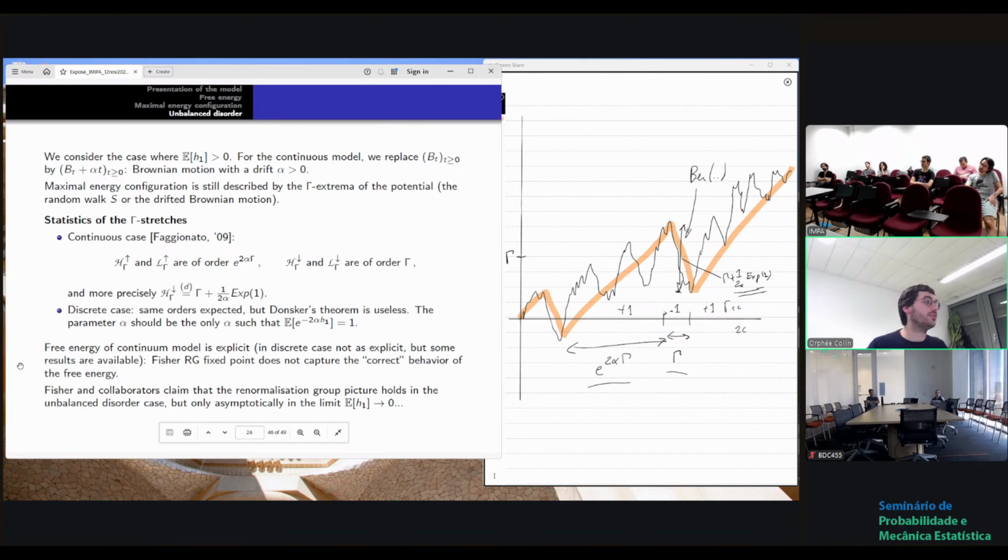And indeed, Fisher and collaborators do not claim that their renormalization group works. They claim it only works asymptotically in the limit where the mean goes to 0. So we don't really know what this means. So, okay.